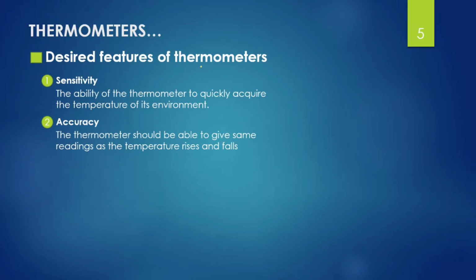Some desired features that a good thermometer should have: the thermometer should be sensitive. The sensitivity of a thermometer simply refers to the ability of the thermometer to quickly acquire the temperature of its environment. That is, it should quickly respond to changes in the environmental temperature. The thermometer should also be accurate. In other words, the thermometer should give the same readings as the temperature rises and as the temperature falls. The readings should not be different.